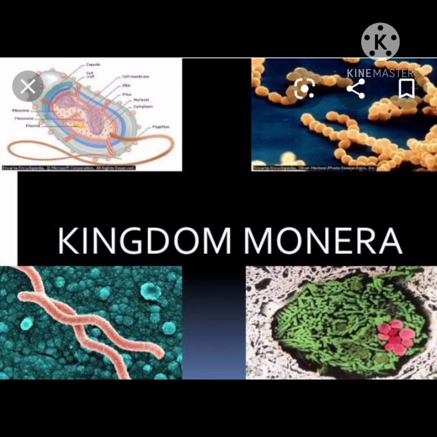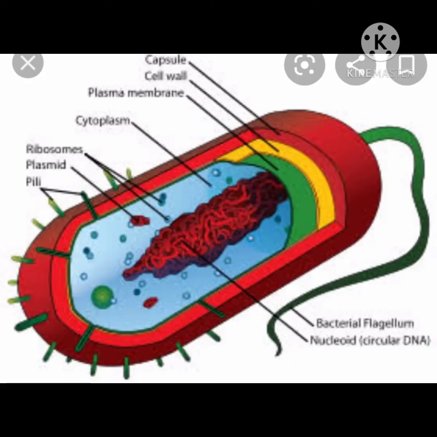The second one is the archaebacteria, known as the ancient bacteria. What are the main features of these bacteria? All are unicellular and prokaryotic organisms. Unicellular means the body is made up of a single cell only. Prokaryotic means there is no well-defined nucleus and cell organelles. All are without membranes. This kind of cell is called a prokaryotic cell and does not have a true nucleus or other cell organelles.